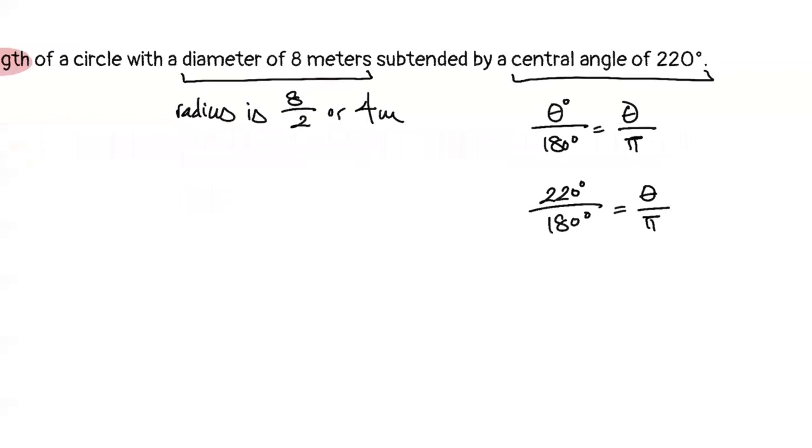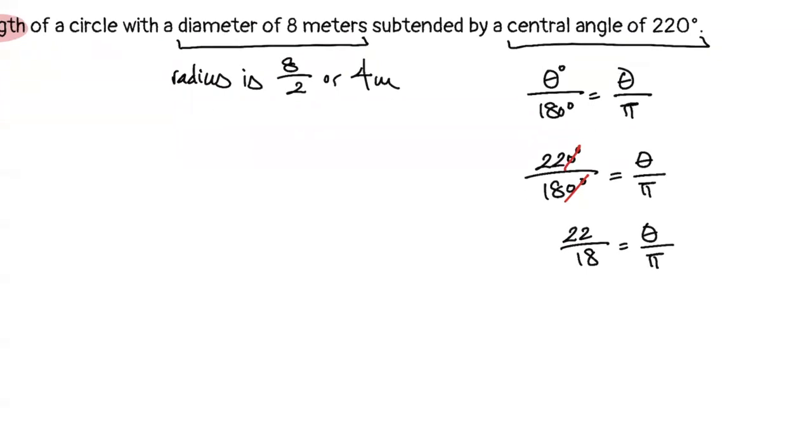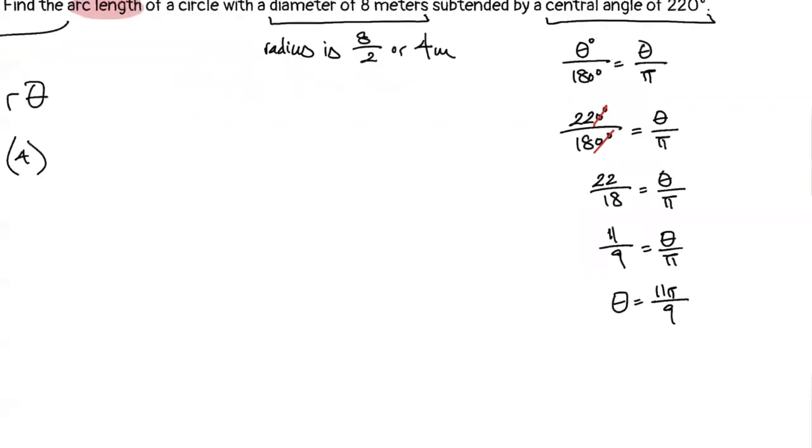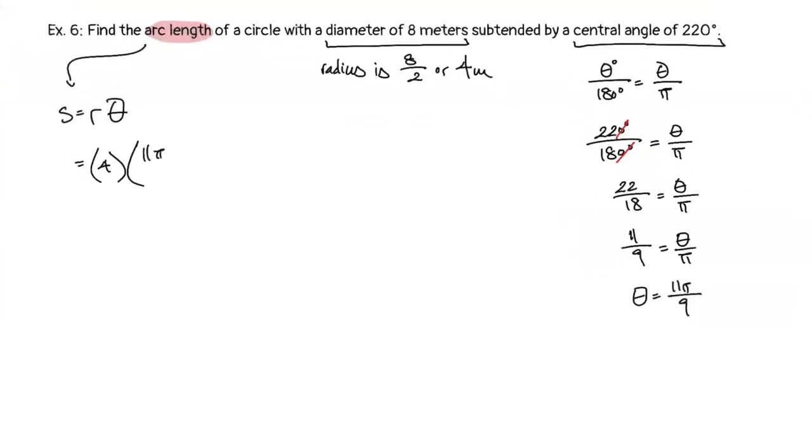Great. I bet this group is gonna tell me, get rid of those zeros, right? We have 22 over 18 equals theta over pi. Can we continue to reduce? I think we can. Yep, what can we reduce by? Yeah, we'll cut everything. 22 divided by 2 is 11. 18 divided by 2 is 9. Great. Now we can multiply that pi over. We'll get 11 pi over 9. And that is what goes in for the angle.